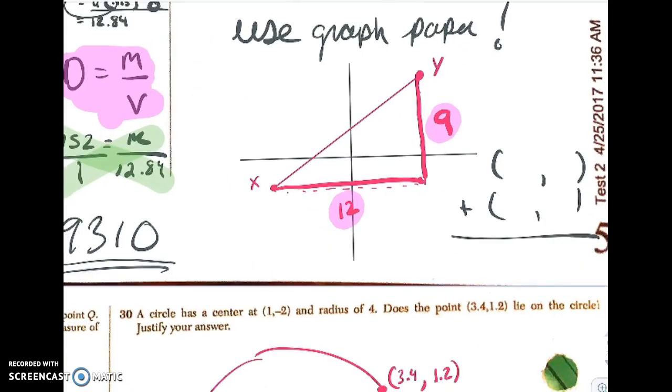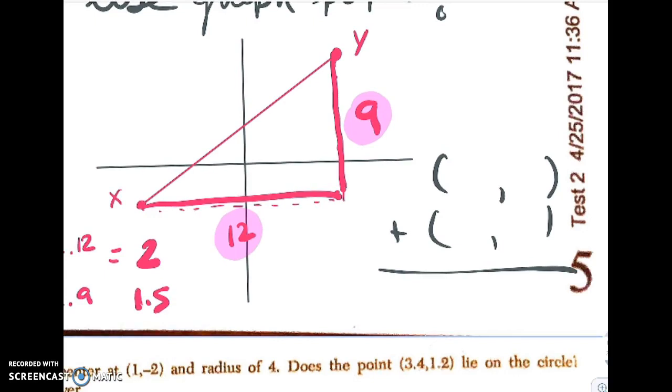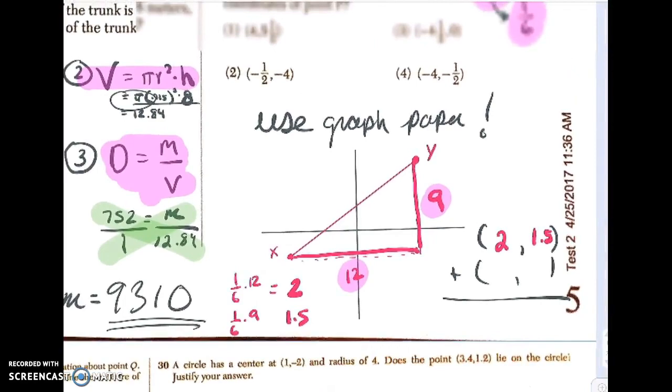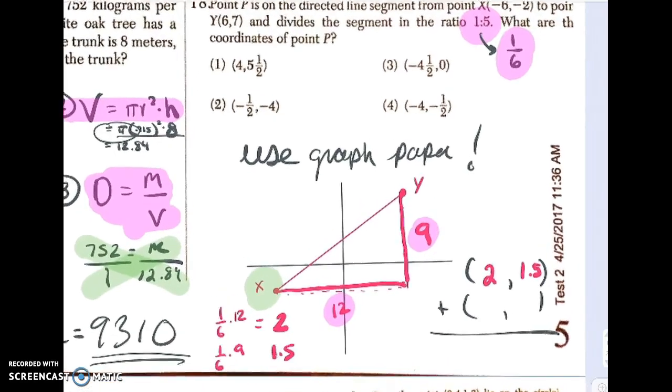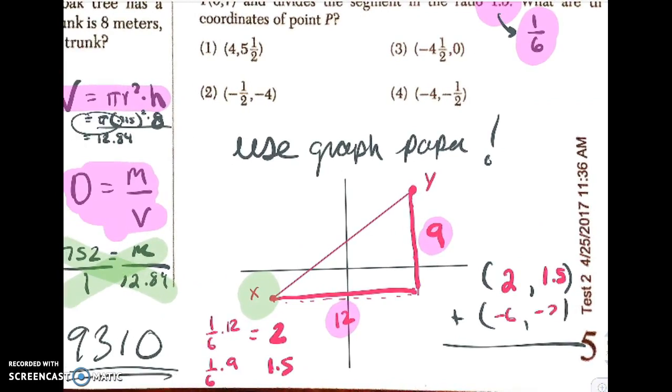So now we have to figure out what 1/6 of 12 is and 1/6 of 9. 1/6 of 12 is 2. 1/6 of 9 is 1.5. So right now I have 2, 1.5. But don't forget, you have to add back your first point, which was -6, -2. So it's -4, -1/2, because 1.5 minus 2.